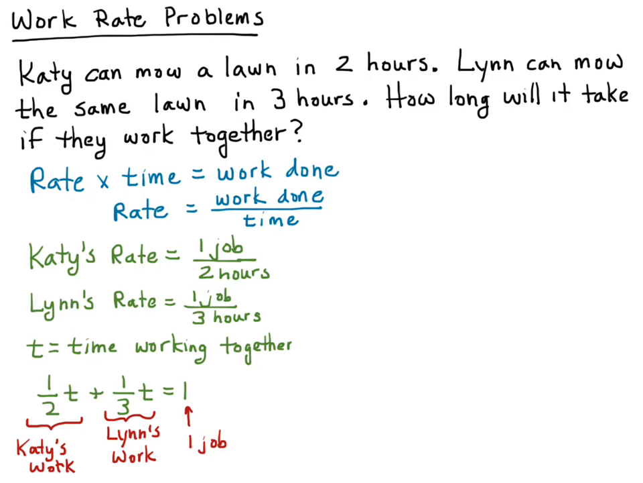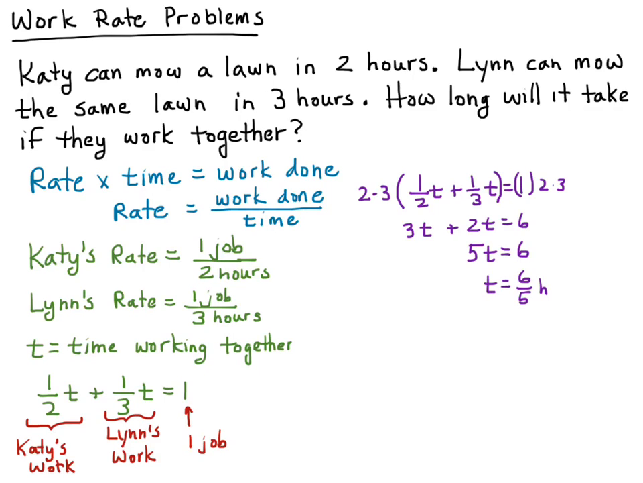Okay, so now we can solve this. Multiply both sides by 6 is probably the easiest thing to do. All right, so then the 2's cancel on the first one, and we get 3t, and the 3's cancel, and we get 2t plus 6. And so we get 5t equals 6, t equals 6/5 of an hour.